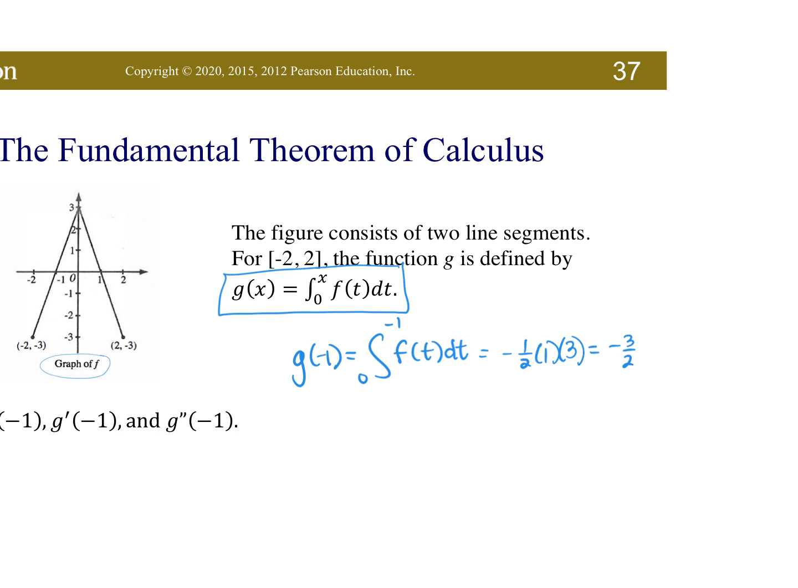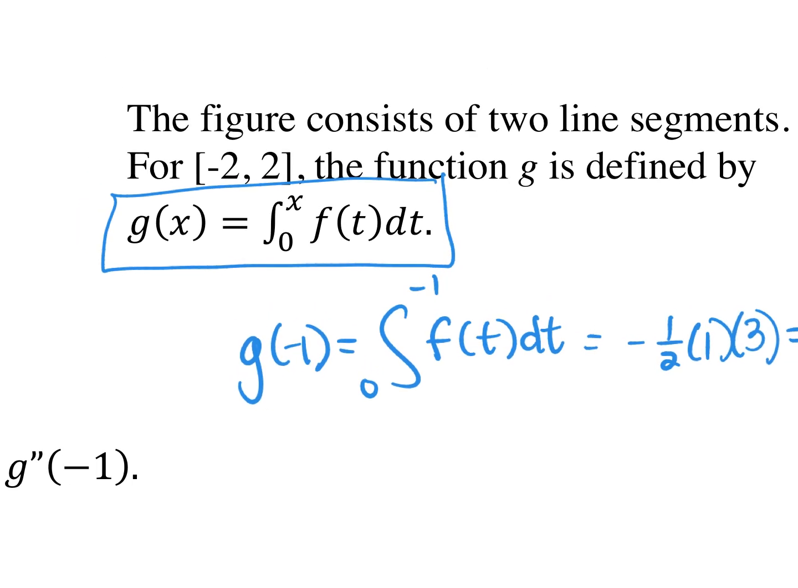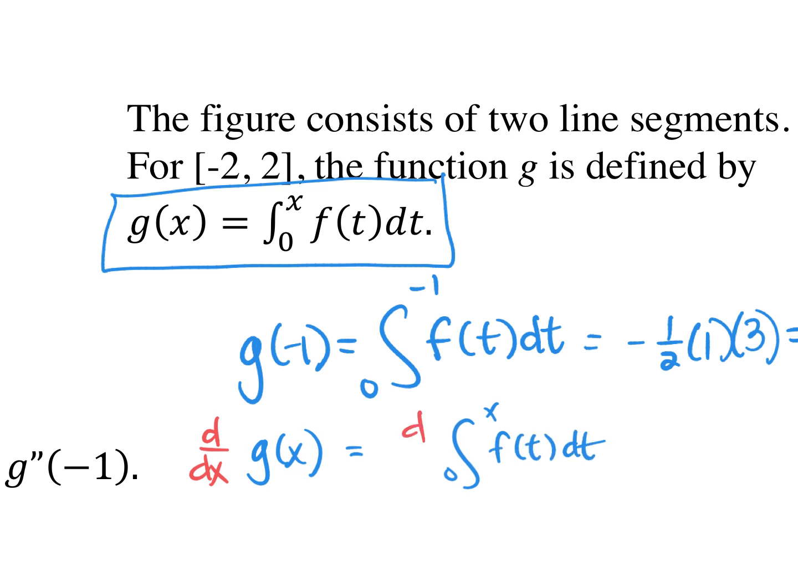All right, now we're going to find g prime of negative 1. Before we can find g prime of negative 1, we need to know what g prime of x is. How are we going to find g prime of x? Okay, do we have regular g of x? Yes, so how are we going to go from g of x to g prime? Take the derivative. So we are going to take g of x and apply a derivative to it. And on the other side, we're going to take the integral from 0 to x of f of t dt, and we're going to apply a derivative to it. That will get me g prime of x.